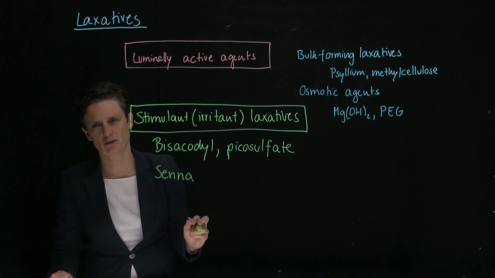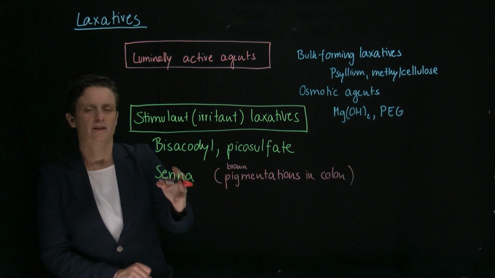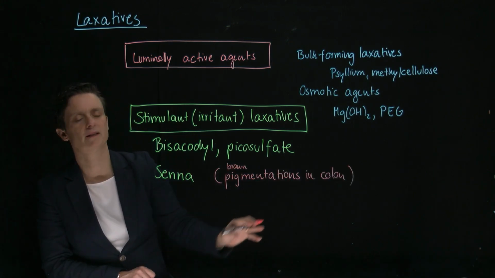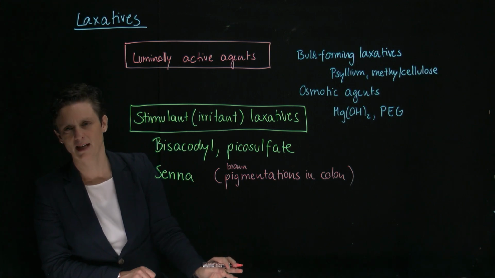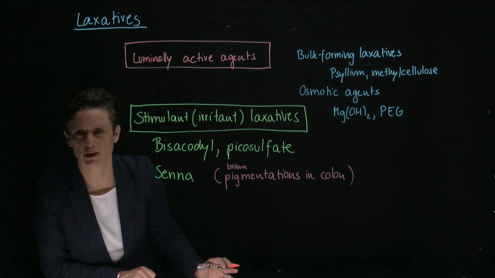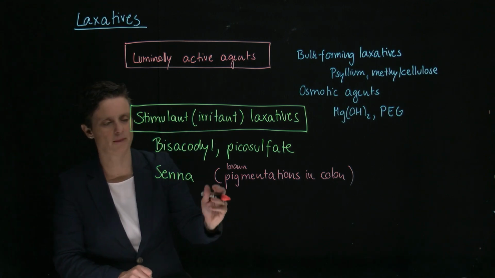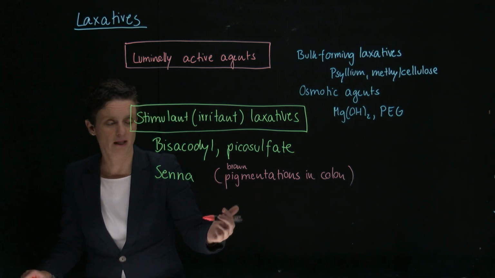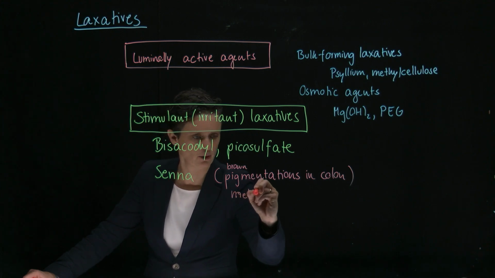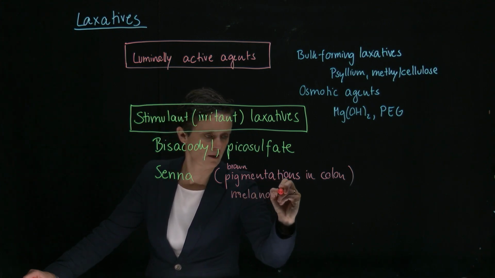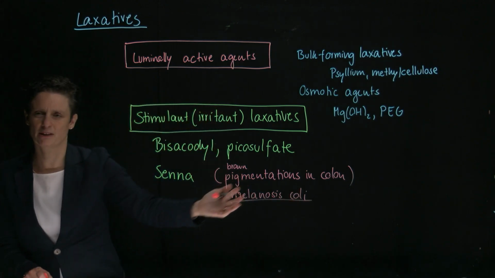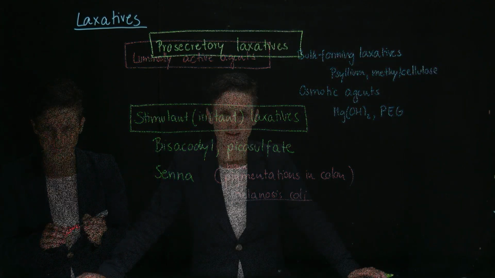Another drug that fits into this category are the senna preparations, anthraquinone derivatives. Senna is in a lot of these preparations. The only thing about senna maybe to remember is that it can cause some brown pigmentations in the colon. People were always very worried about it. We meanwhile know that it's totally harmless, but it's something you may come across. It has also a name. It's called melanosis coli, and that's what can be induced by senna.